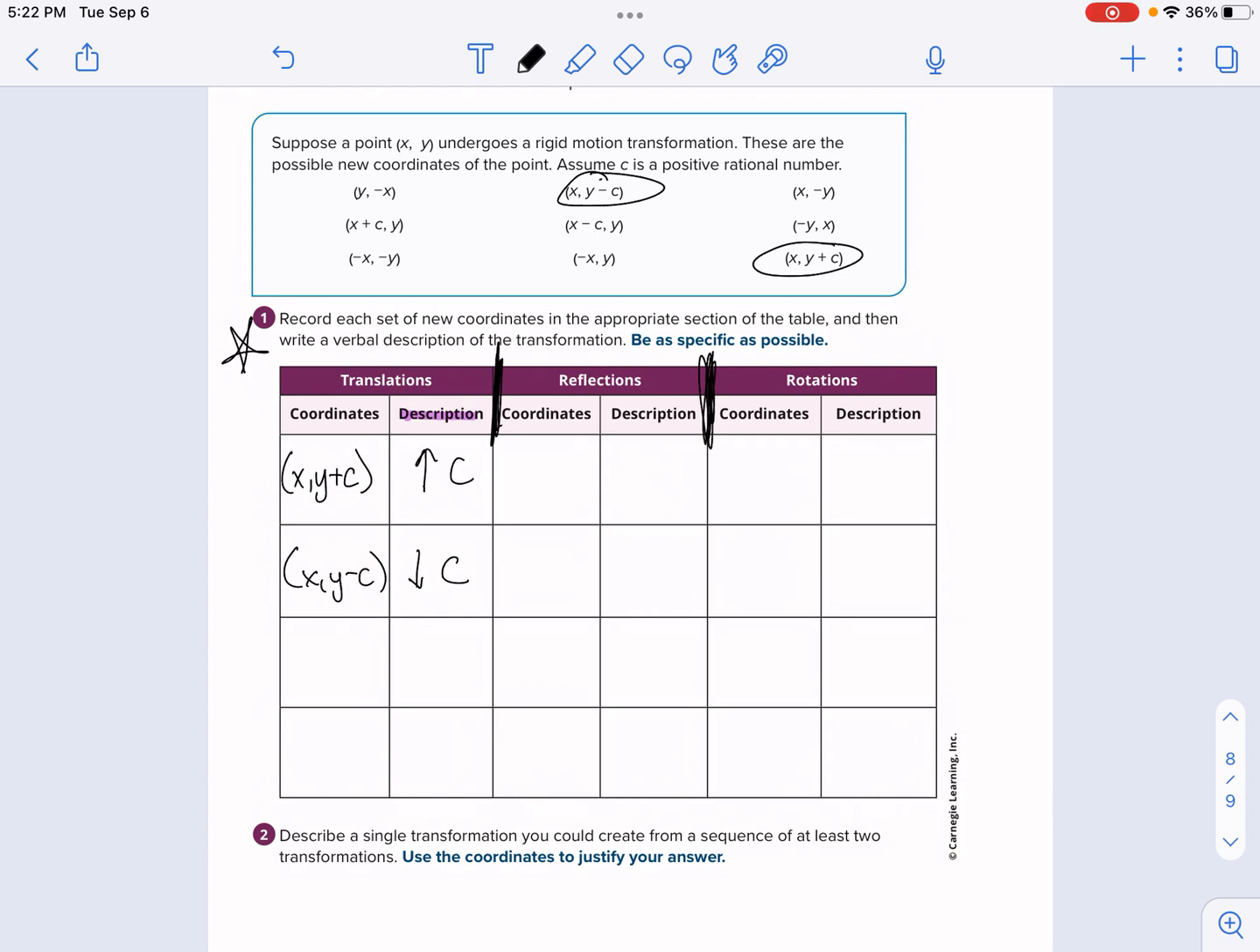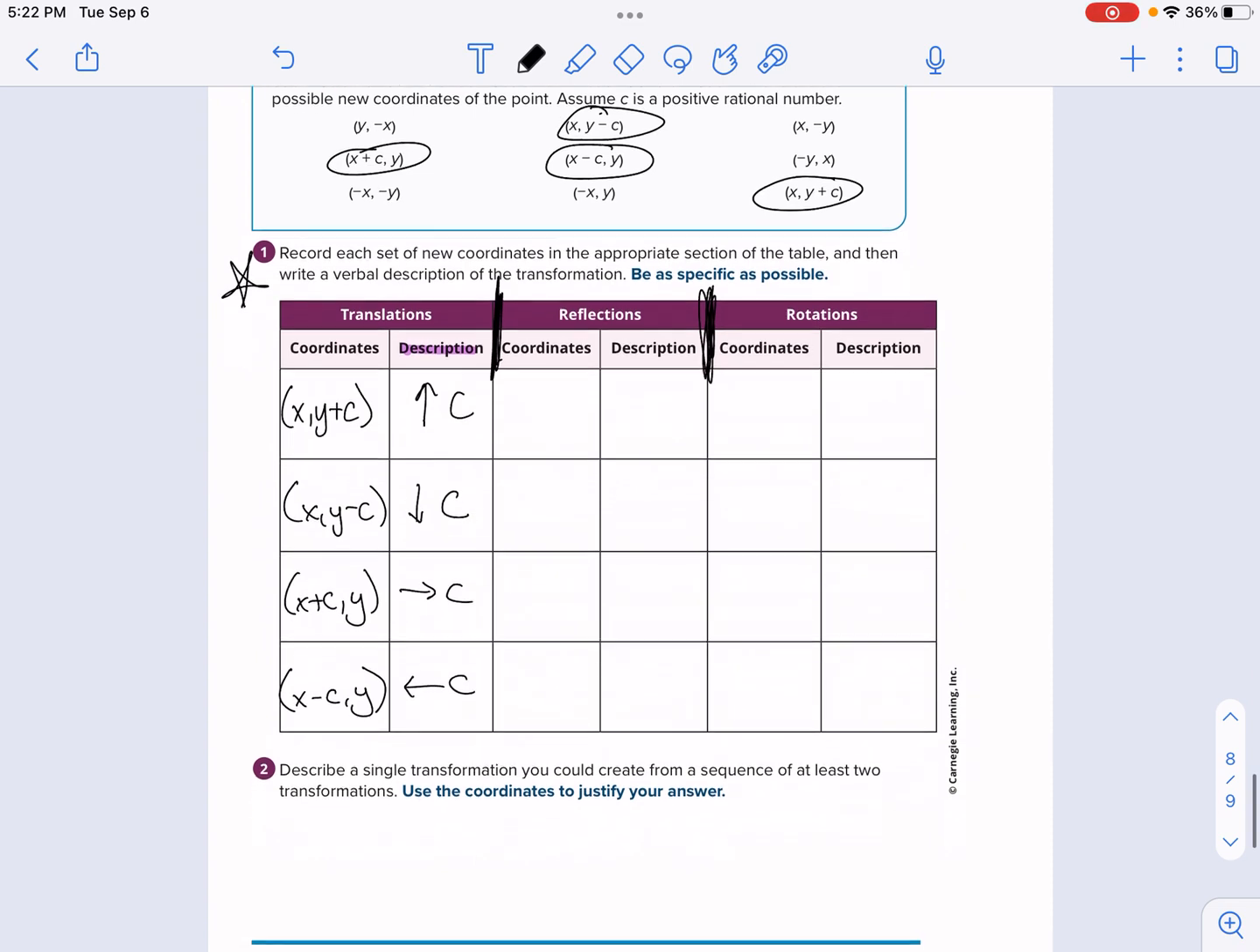Let's go to another one. We'll go to this one right here. x plus c comma y. Since it's with the x, this will change it left or right, and since it's positive, this will be right. So moving it right c units. And then finally, the last one that's adding or subtracting is that middle one there. This is x minus c comma y. And since it's minus, this will mean move it to the left. So what I mean here is, it's not always going to be a c. Let's say this is x minus 4 comma y. You don't have to write this. This means move it 4 units to the left. Translate it 4 units to the left there.